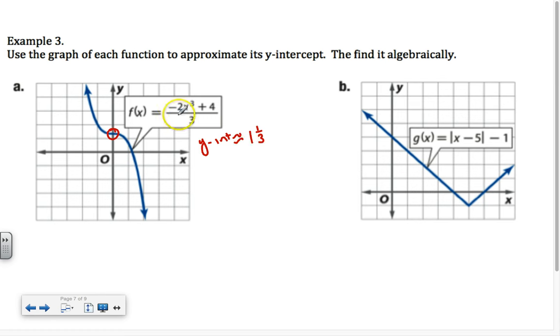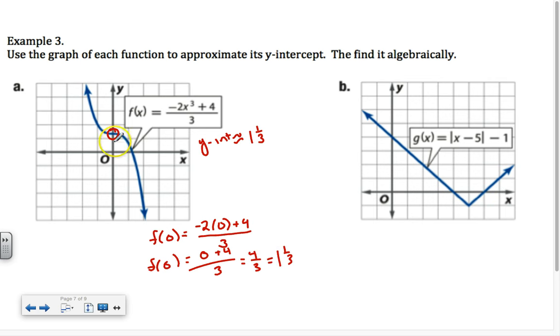So let's actually find that algebraically. To find the y-intercept algebraically, you're always just going to evaluate f of 0. When you find f of 0, that means you're going to take -2 times 0 plus 4 all over 3. f of 0 is going to be 0 plus 4 all over 3, which is 4/3, which works out to be 1 1/3. So the y-intercept is going to be at y equals 1 1/3.